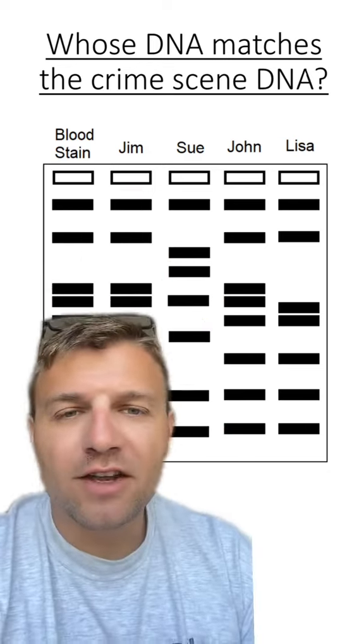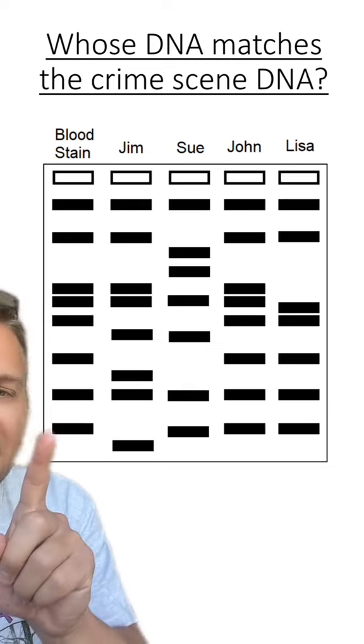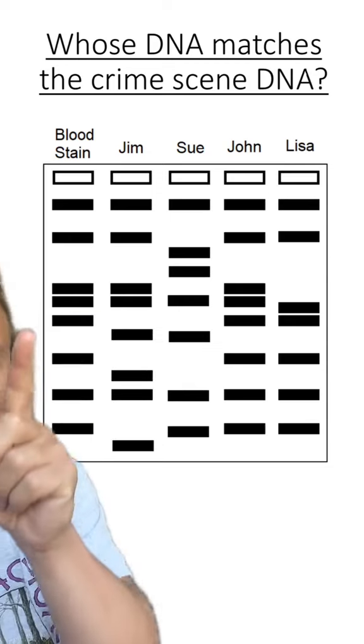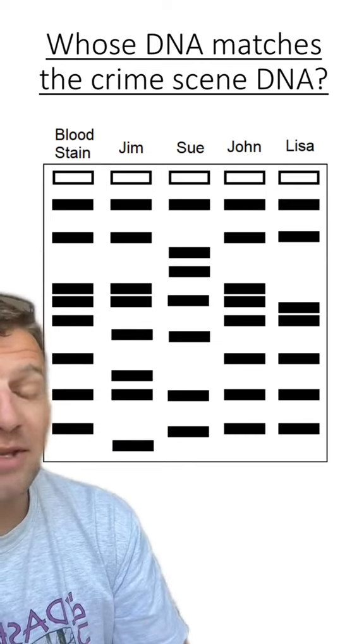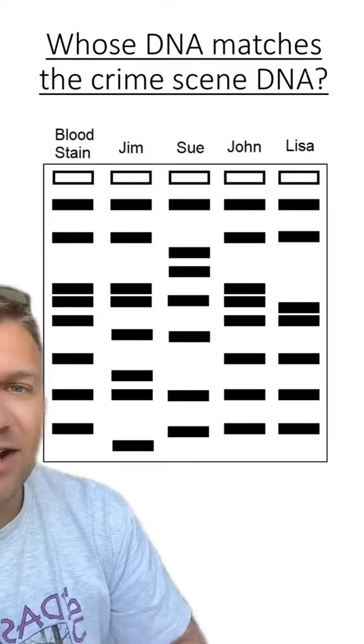All you have to do to figure out whose DNA matches a crime scene is see whose fragments are exactly like the ones found in this bloodstain. If you look closely, John's fragments are exactly like the ones found in the crime scene.